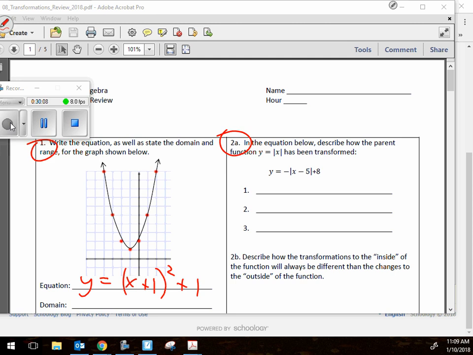All right, here. I recommend you start on the inside as you describe how it was transformed. And you do the stuff on the inside in opposite of normal order. There's only one thing on the inside here, so it's easy. Write 5.